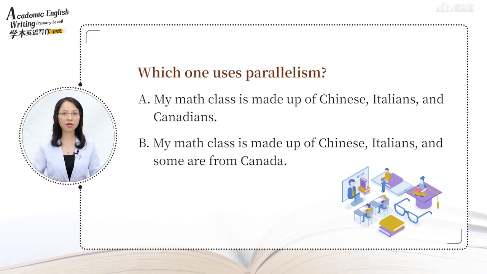Sentence A follows the rule of parallelism because three nouns, Chinese, Italians, Canadians, are used in a row to describe the people in the class.